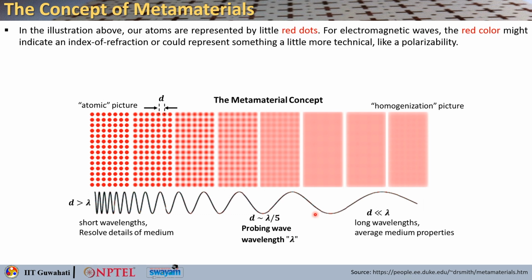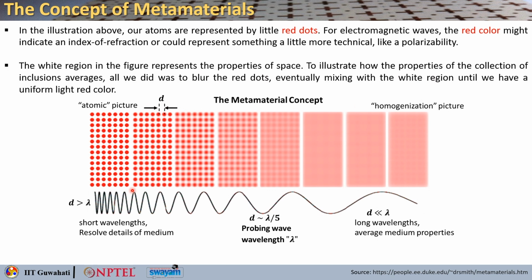So, in this particular illustration, our atoms are represented by red dots, as we mentioned. For electromagnetic waves, the red color must be an indication of, say, some index of refraction or maybe some other property, something like polarizability. And when you see the white region in the figure, that is basically the property of the space, right, there are gaps in between.